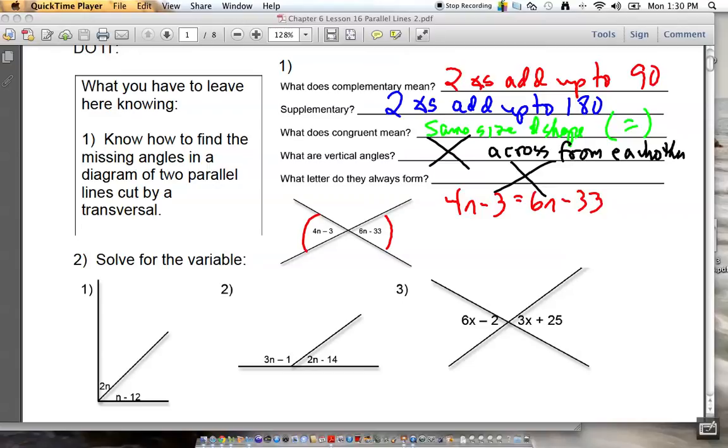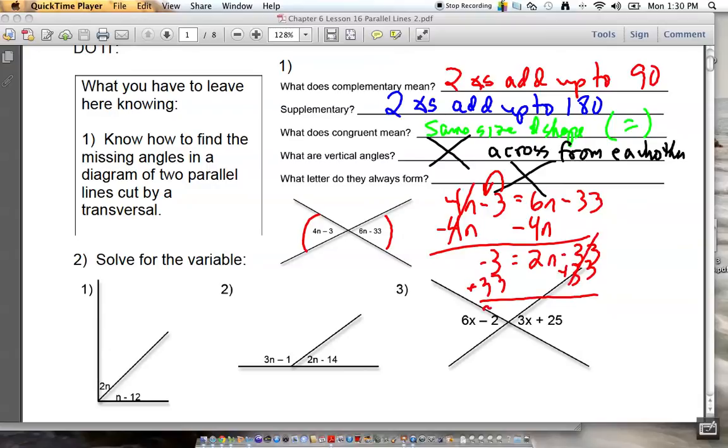Okay. So the first thing I need to do is get letters on one side, numbers on the other. Is this the same side situation or opposite side? Opposite. Now, usually, you might be tempted to subtract 6n because we normally start on the right. But you're supposed to start with whatever the smallest number is. So minus 4n. What kind of 3 is this, guys? Don't lose track of it. Negative 3 equals 2n minus 33. Then I add 33 to both sides.